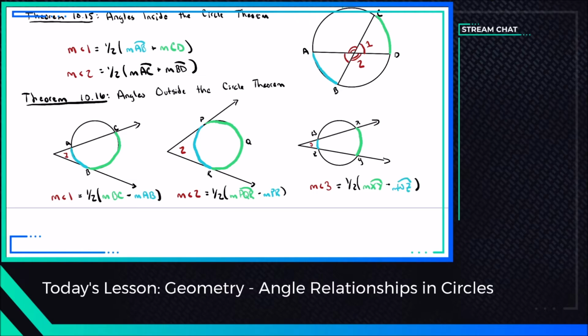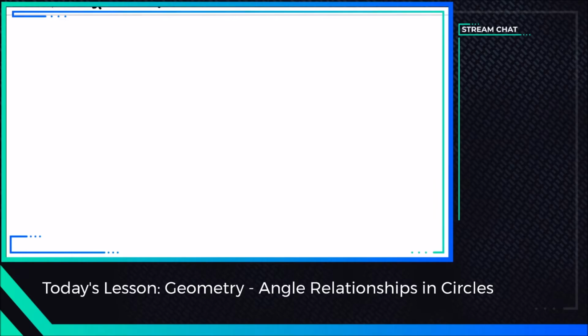So now that we have that information, why don't we put this to good use in a couple of examples? So we're going to have 2 circles. One's going to use angles inside, and one is going to use angles outside. And on both of these, our goal is to find X.